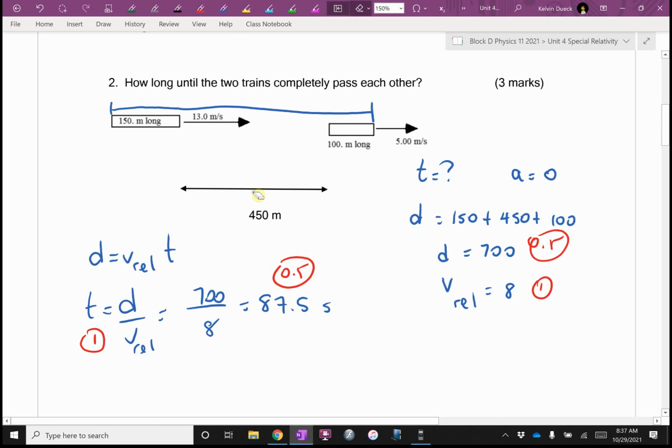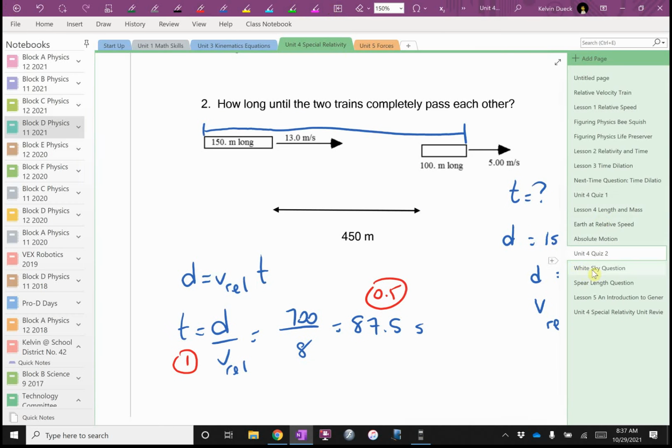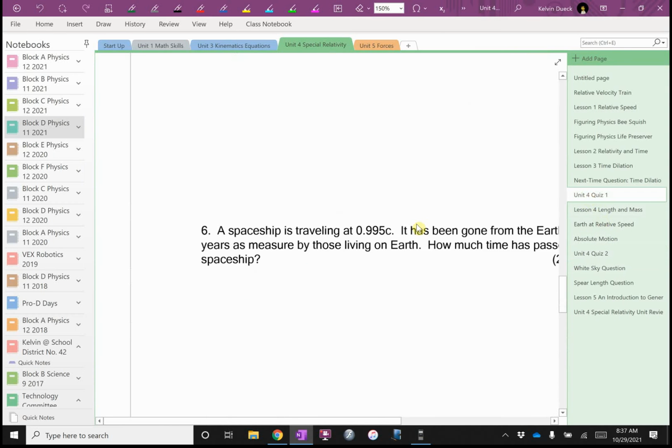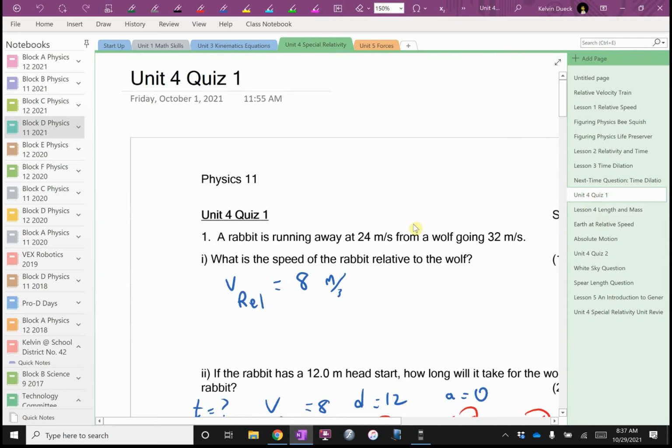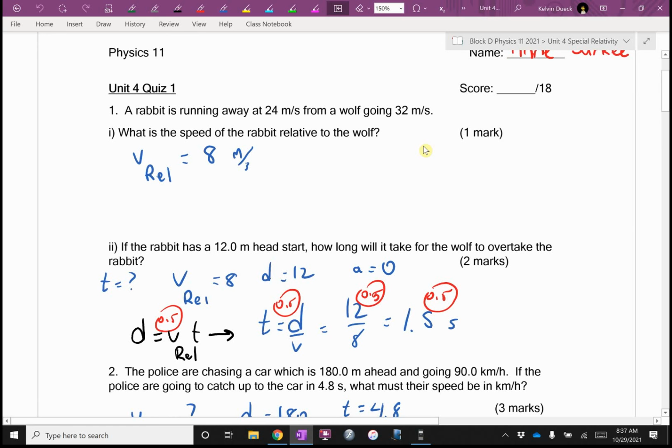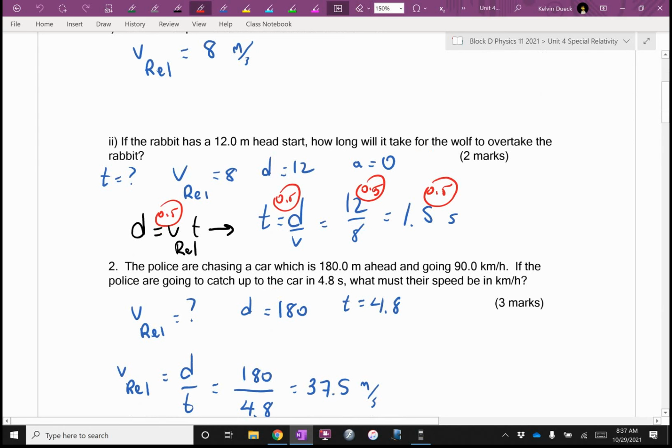What other questions can I ask about relative speed? Well, if you remember from quiz 1, and I know a lot of you didn't do quiz 1, says Mr. Dewick. Are you still grumpy about that, Mr. Dewick? Yes, I am. But another good question would be rabbit chasing, a predator chasing a prey, or a police car going after bad guys. Okay? That's pretty much what you're going to see for relative speed questions, I think.